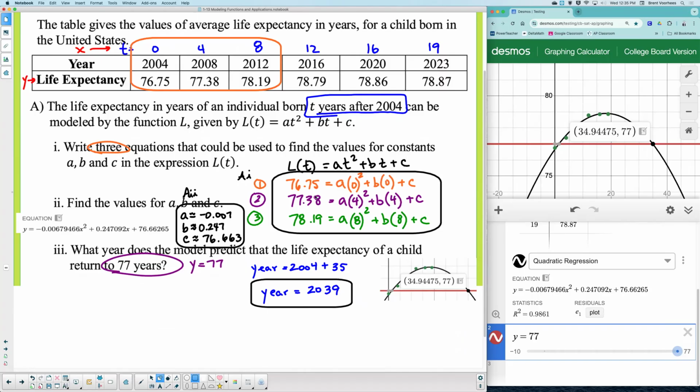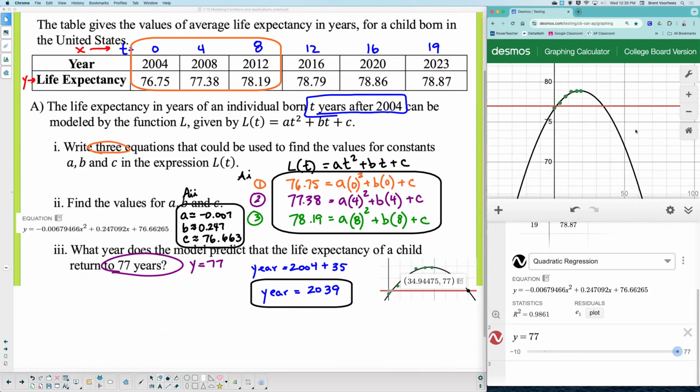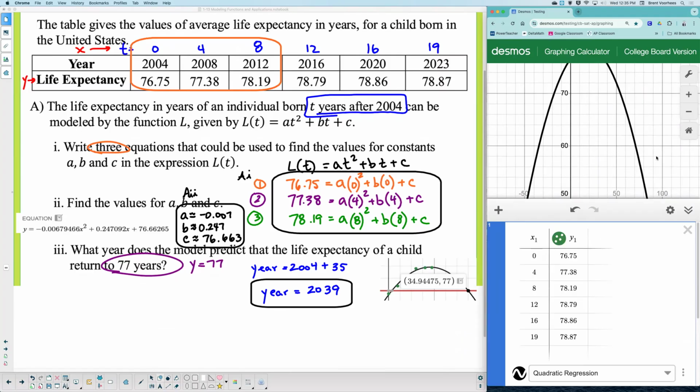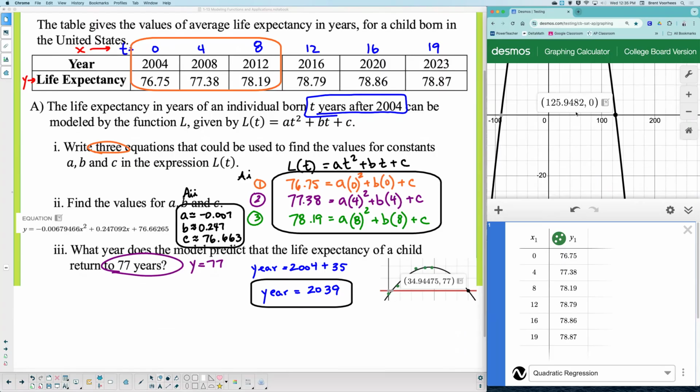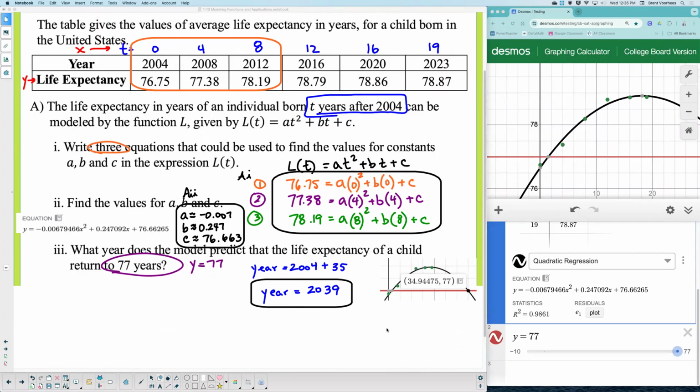Now, does that mean that's actually going to be true? No. If you think about it, what this would say if you projected this out is that people born way out at some point in time in here, people born 125 years after 2004, would have a life expectancy of 0. Would that make sense? No. So at some point in time, this model is no longer any good, but that's how it works. Okay.